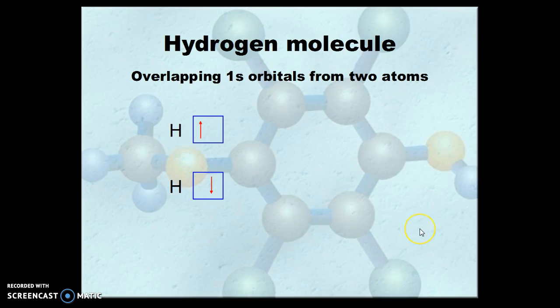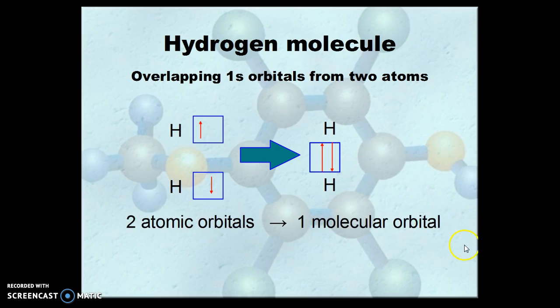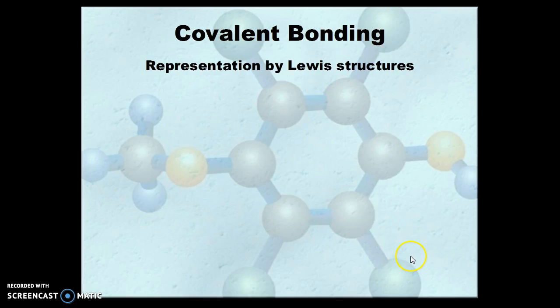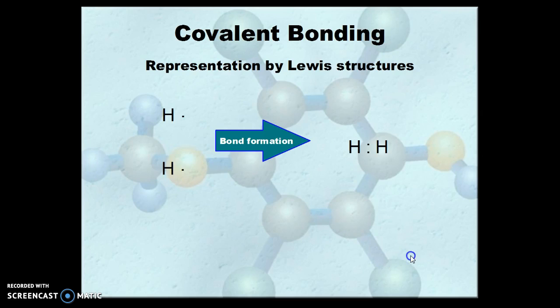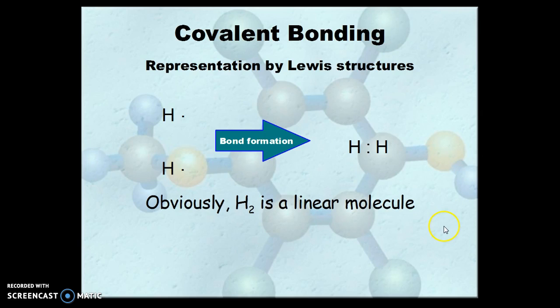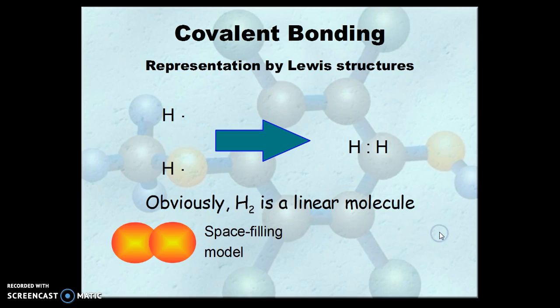So, look at hydrogen. We get overlapping 1s orbitals from 2 atoms to form the bonding orbital, or a molecular orbital. We can represent these by Lewis structures in the following way. We form the bond, and now we have the bonding pair between the 2 hydrogen nuclei. Obviously, hydrogen is a linear molecule. There is no other way it can be. Here's a space-filling model that you can see.